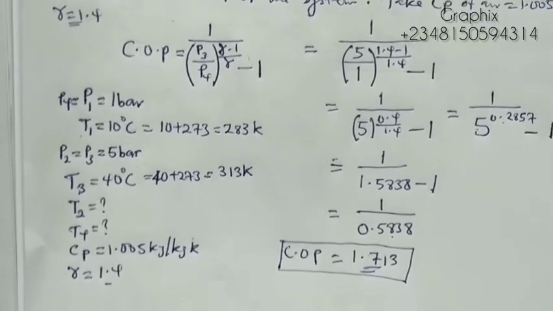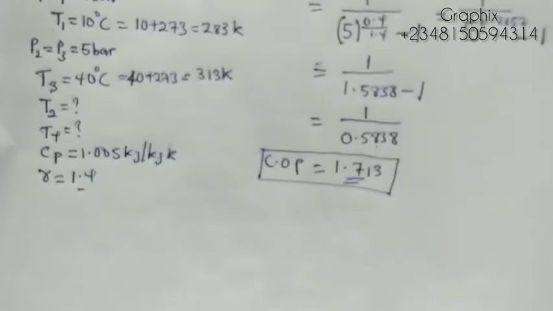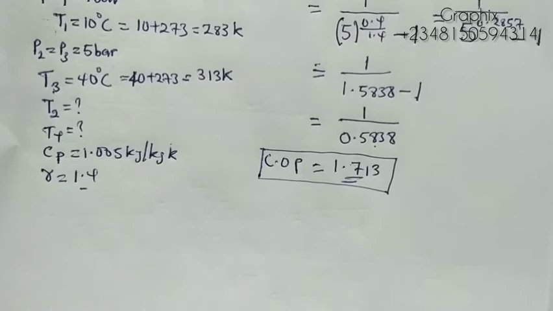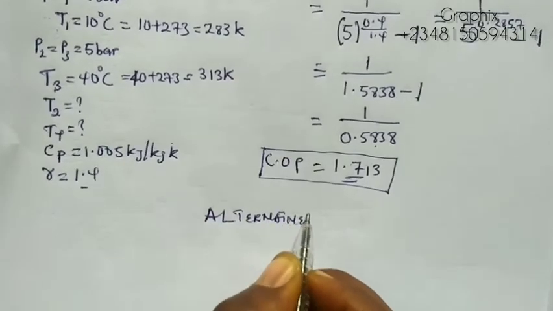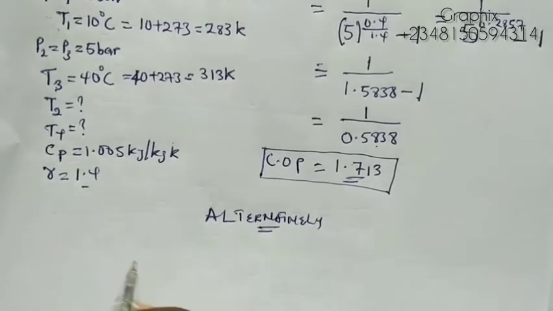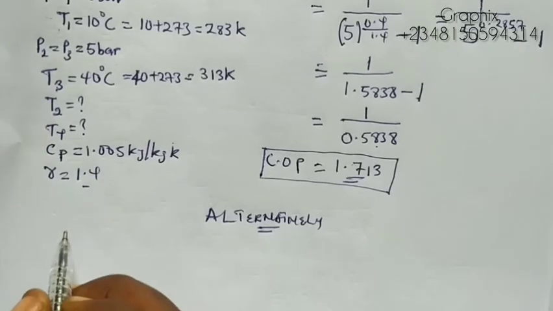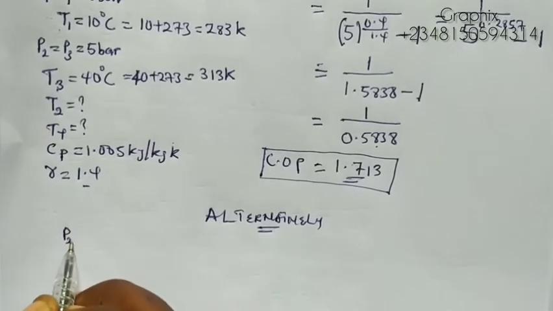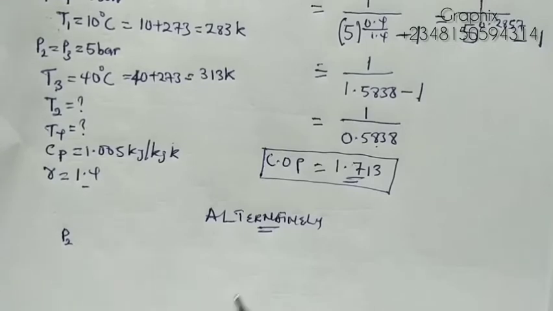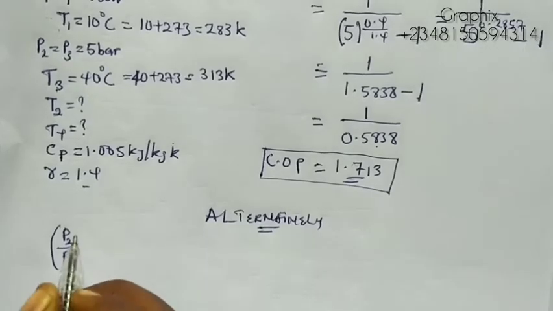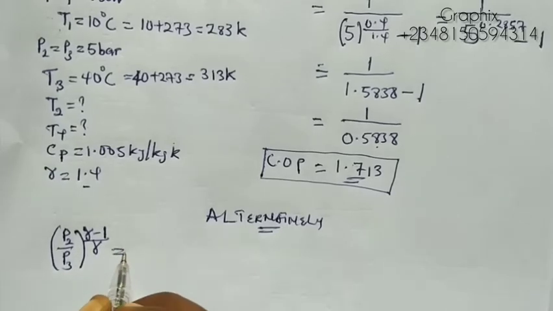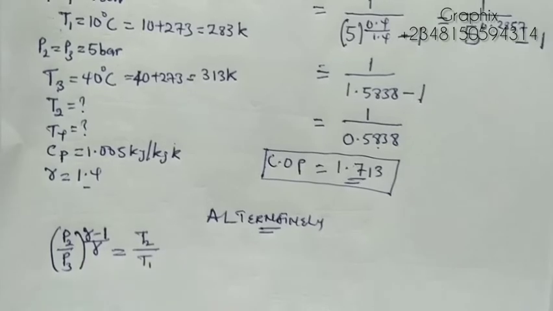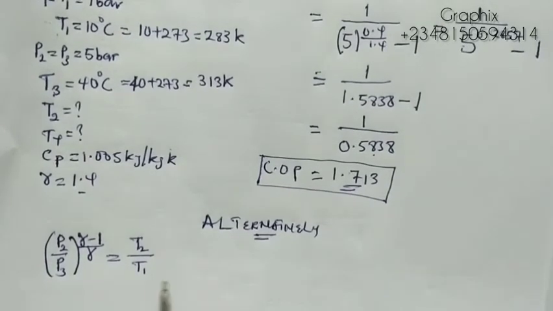Now the alternative method here is this. You calculate these things individually if you are not told to prove. Because we proved our formula, that is why we are able to get this. So alternatively, we know very well that P2 over P3 raised to the power of gamma minus 1 over gamma is equal to T2 over T1.